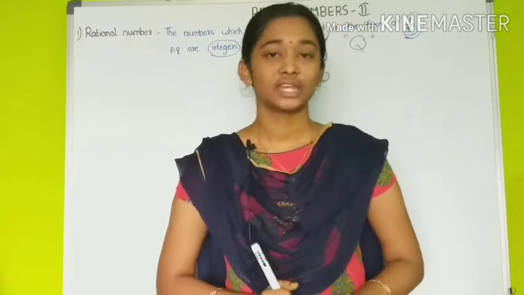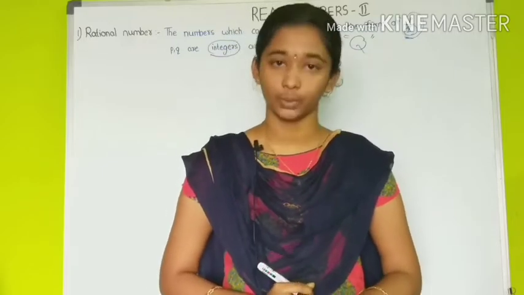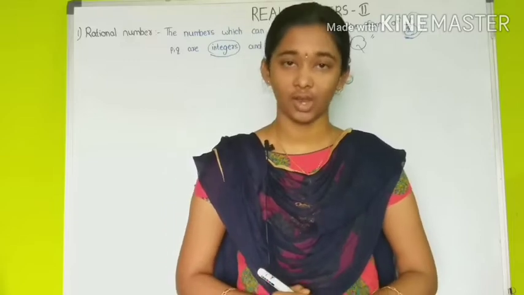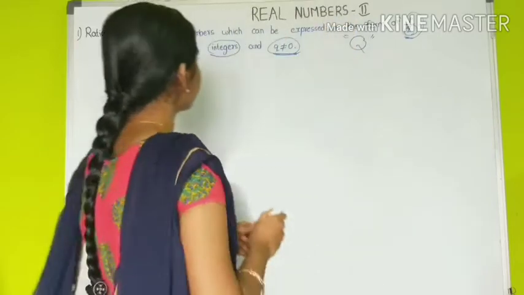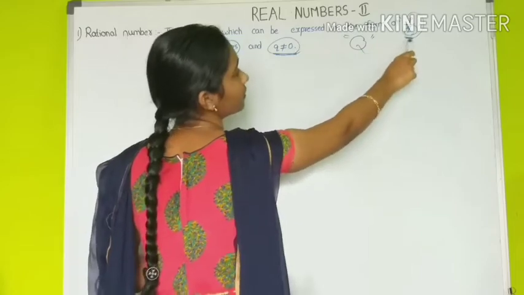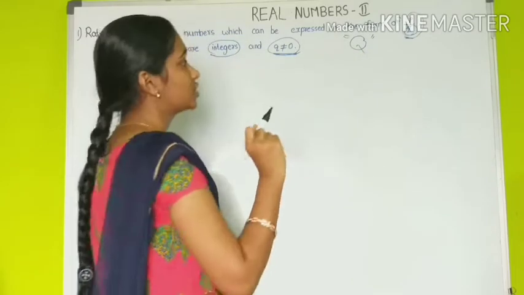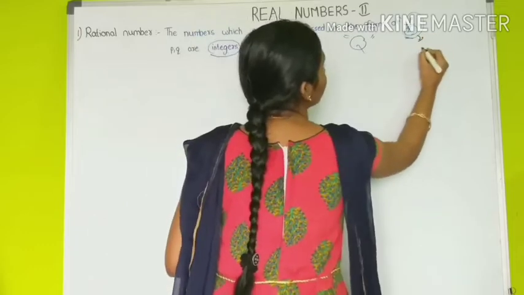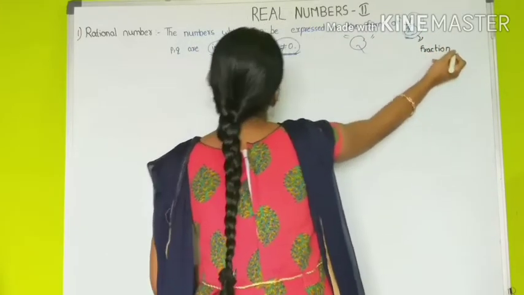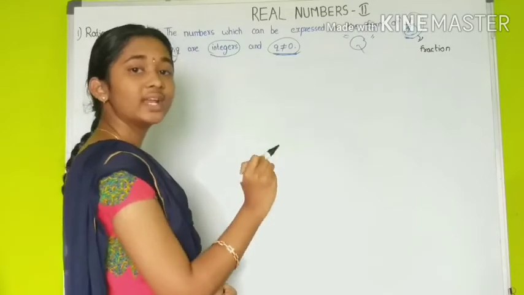The definition of a rational number is the numbers which can be expressed in the form of p by q, where p and q are integers and q is not equal to 0. It is given that the rational number should be in the form of p by q. P by q means here p is a numerator and q is a denominator, which shows that it should be in the form of a fraction. And p and q, that means numerator and denominator, should be only integers.